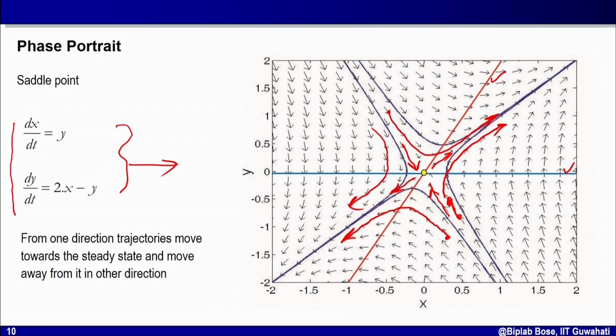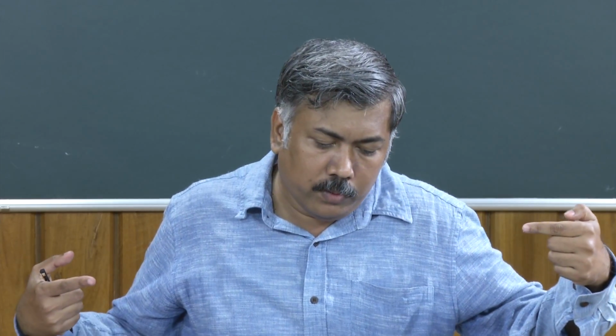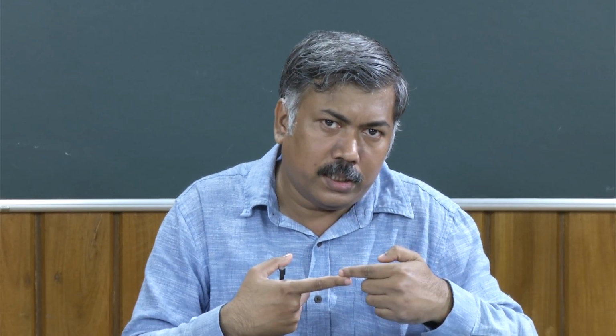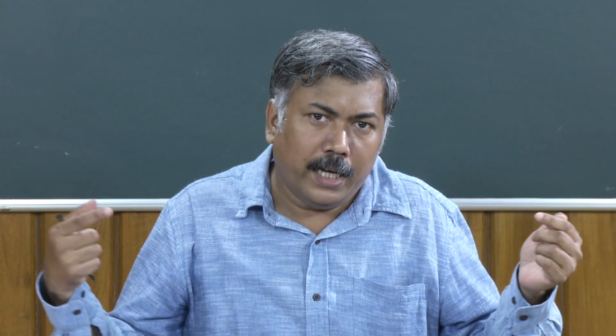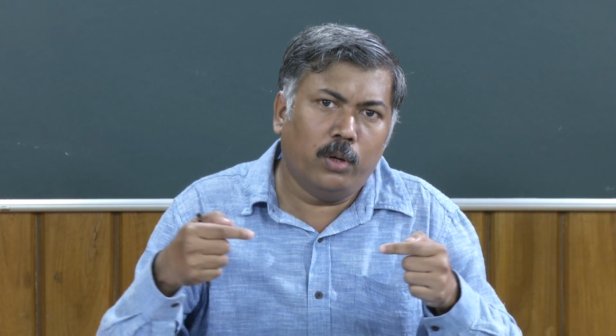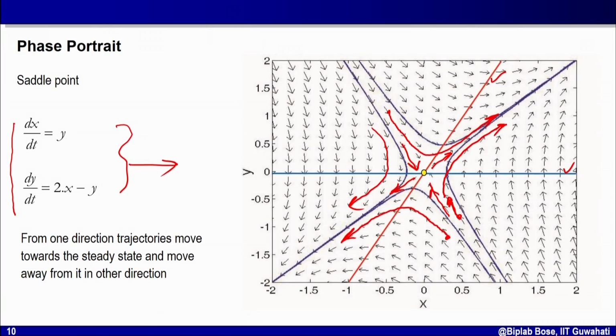So in this phase portrait, we have a steady state, and there is only one path from both directions from which, following this path, you can reach the steady state. But for others, either you will move away directly from the steady state, or initially you will move close to the steady state and then diverge. So these types of steady states are called saddle points, and obviously they are not stable.